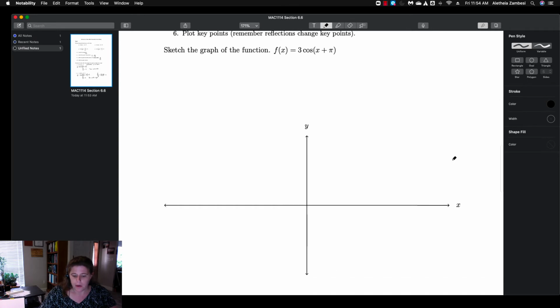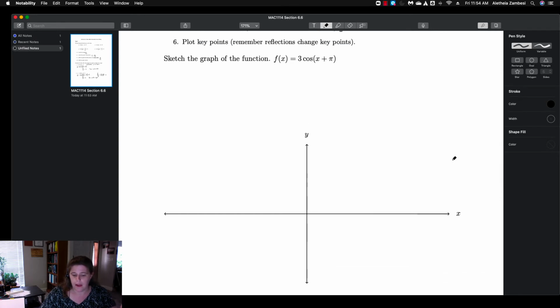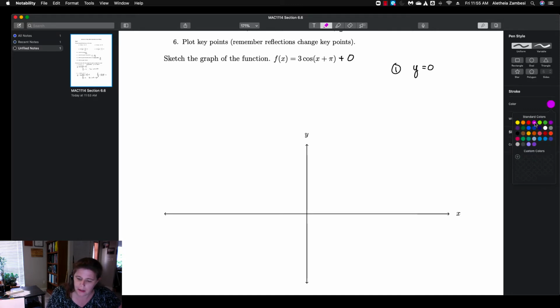So here, let's start with f of x is equal to 3 cosine of x plus pi. So if we go in order, this one does not have something added or subtracted on the end, so really it's like plus 0 here. So midline, y is equal to 0, or just our x-axis. So I'm going to plot that in just because I want you to be able to see that we actually took that into account. So here is our midline, y is equal to 0.